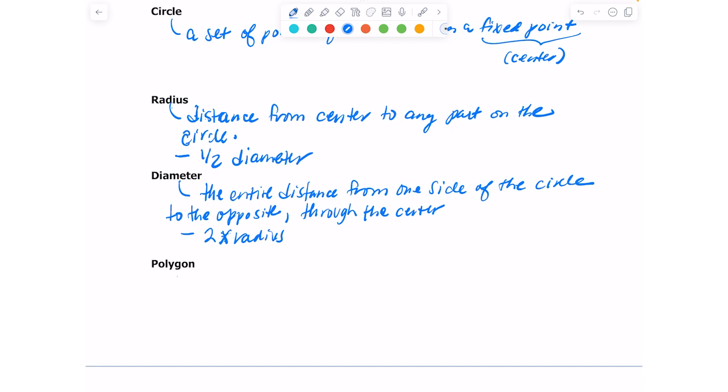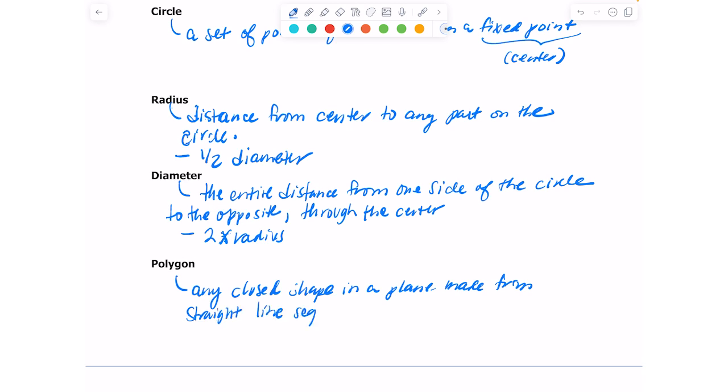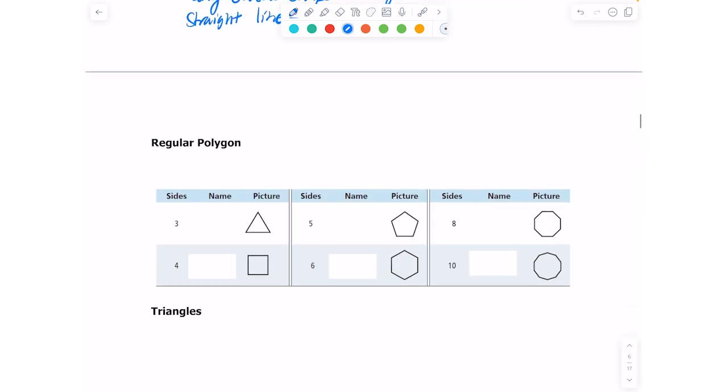Another two-dimensional object that we look at in plane geometry are polygons, and I'm sure you're very familiar with polygons. Polygons are just shapes. It's any closed shape in a plane that's made from straight line segments. Okay, you've seen lots of polygons before. Here's just a few of them.